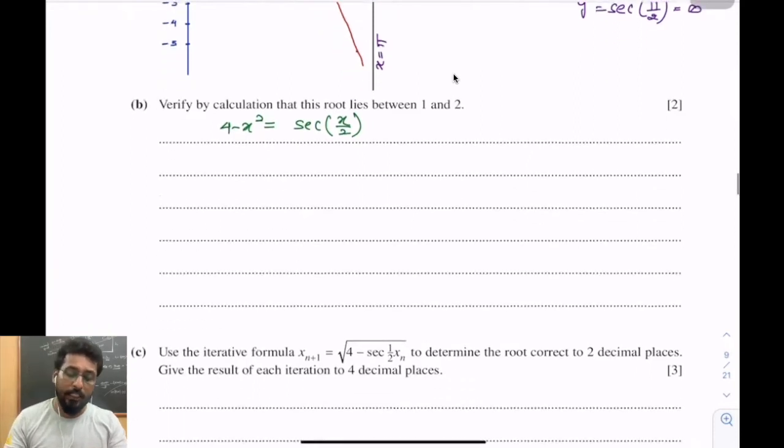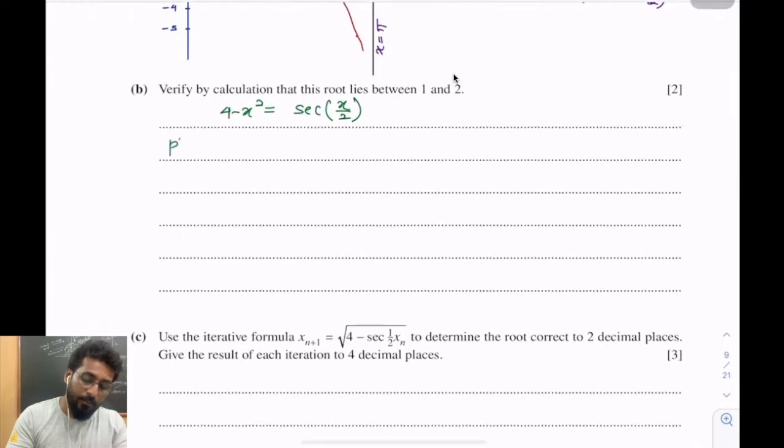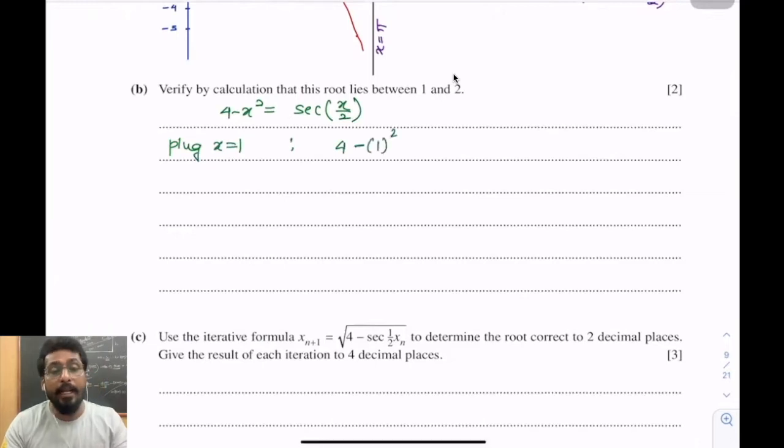So you just plug the value of x as 1. Okay, plug x as 1. So I get 4 minus 1 square. I'll initially write the equal to sign, equal to sec of x is 1. Now you've got to be very careful over here. X is plugged as 1. So sec of x by 2 is in radian.